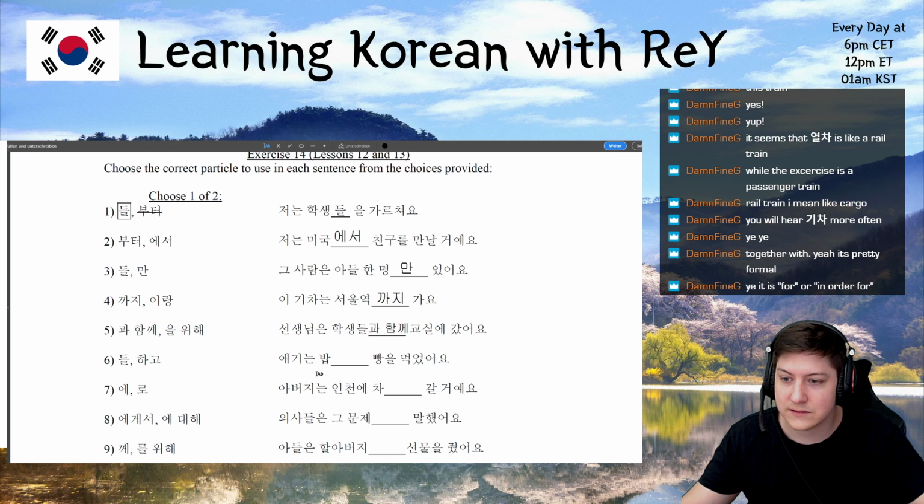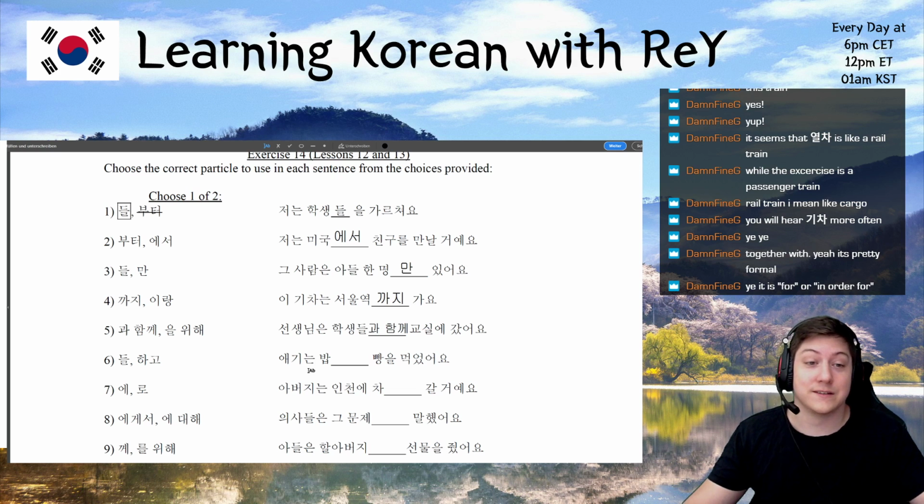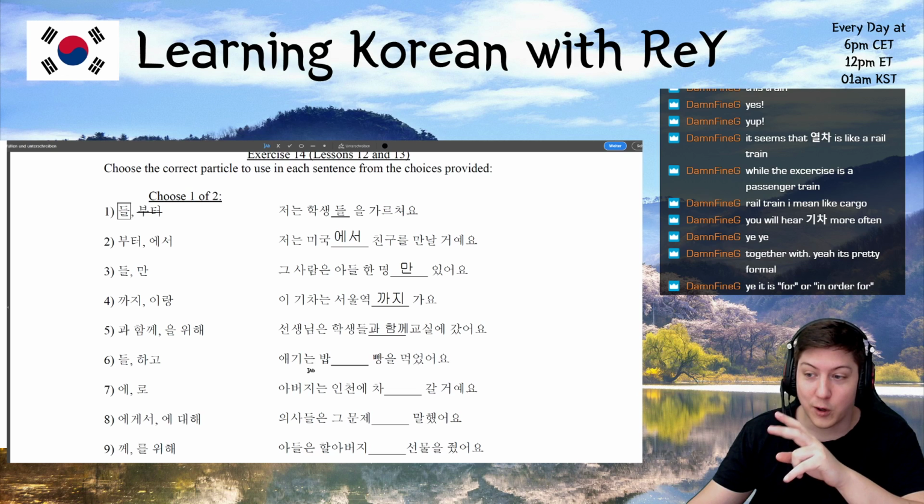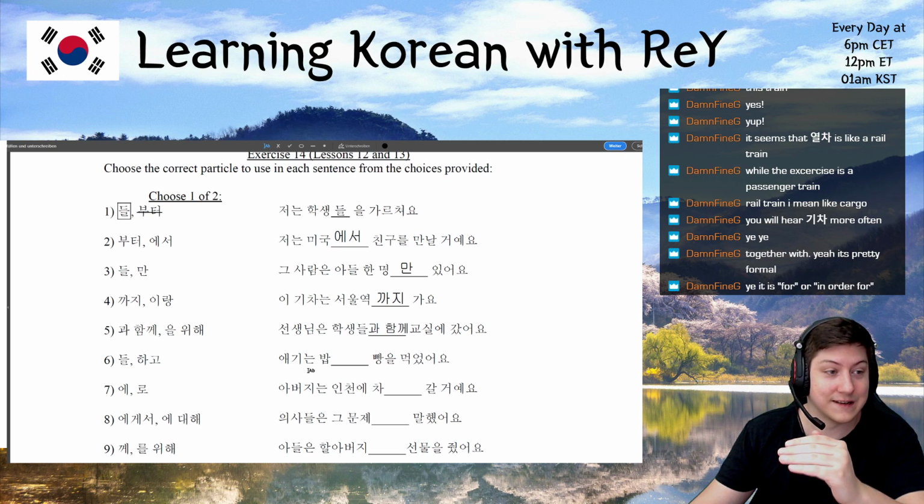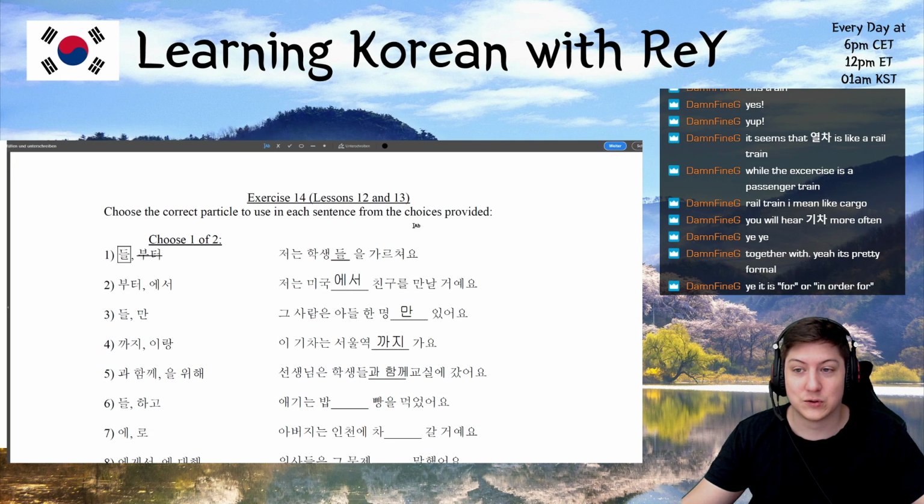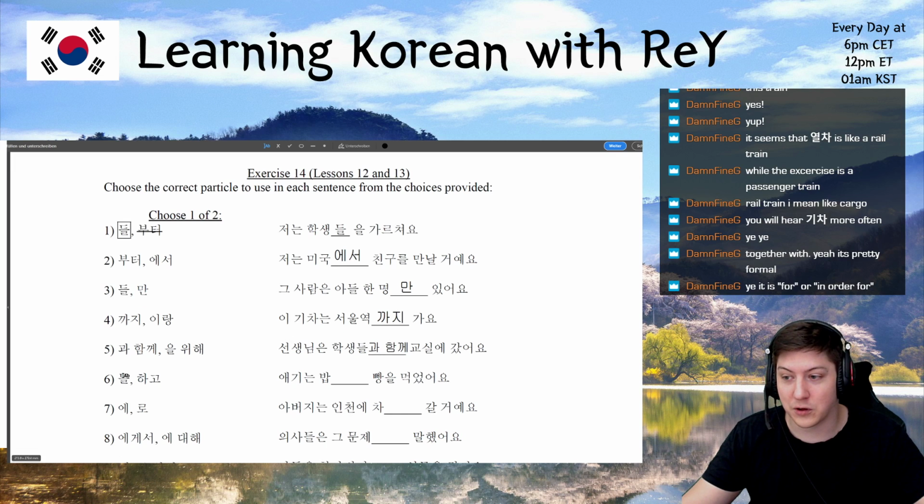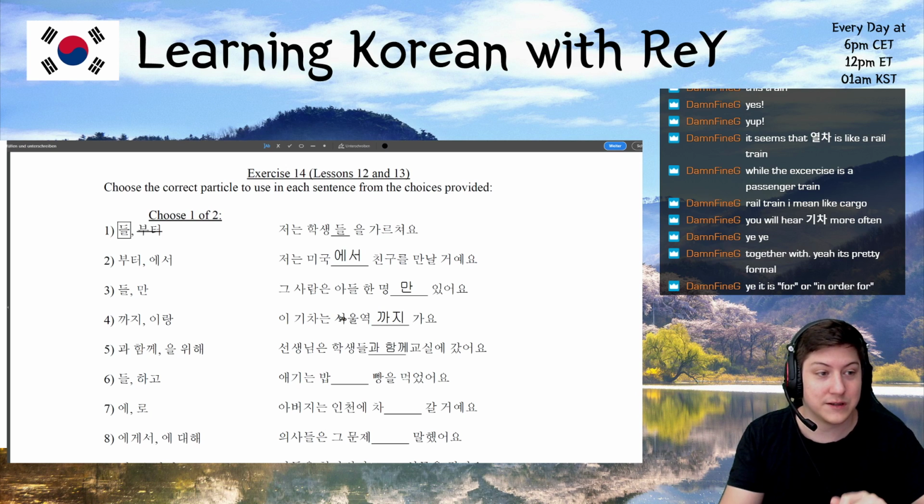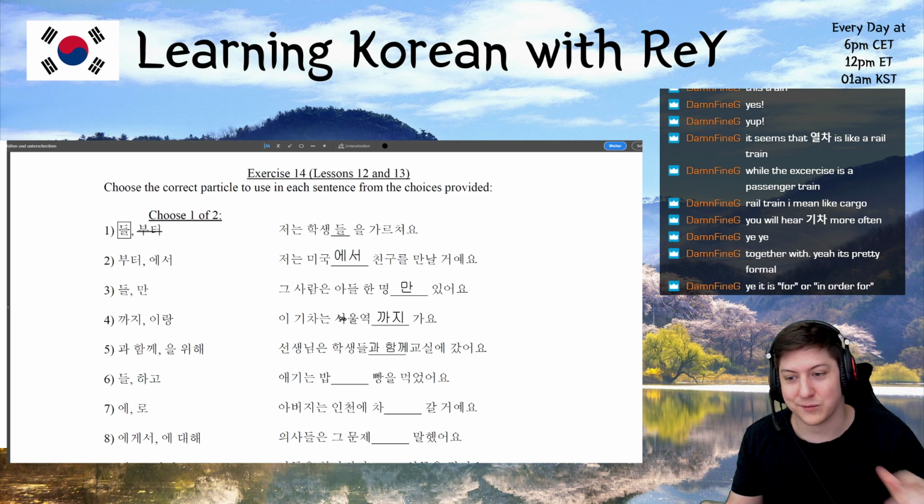Aggie? What is Aggie? Man, seriously, these workbooks, these exercises, they always have words that I've not learned up to this lesson so far. Look at this. This workbook is designed to supplement lessons 9 to 16, to be used after reading the lessons indicated beside the exercise number. So I should do it after doing lesson 12 and 13 on the website. And I did that, but I've still not learned this word or this word. So I kind of feel like this workbook is a bit older, and then he updated the lessons afterwards and rearranged some of the vocabulary. And now they don't match. So there are always words that I have not learned yet.